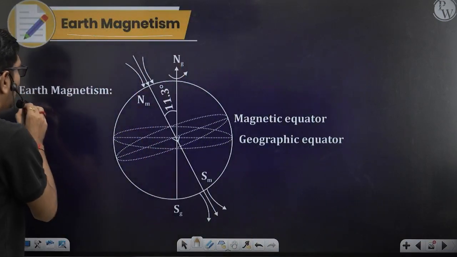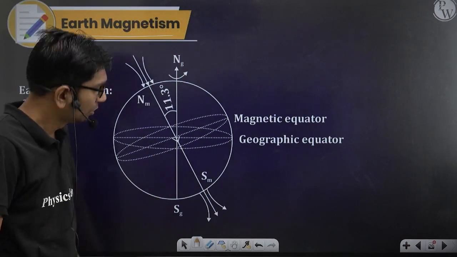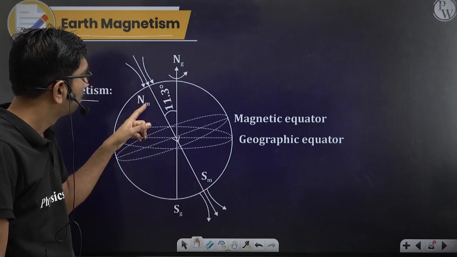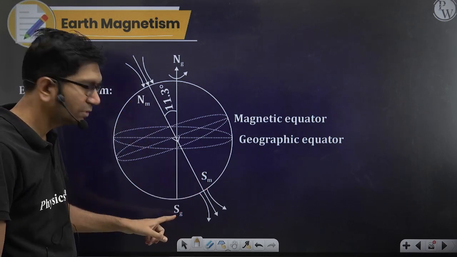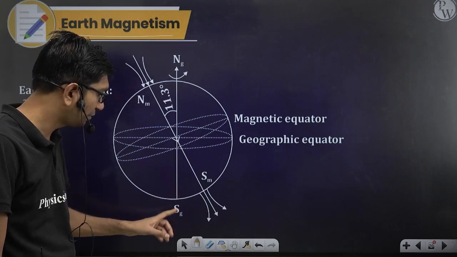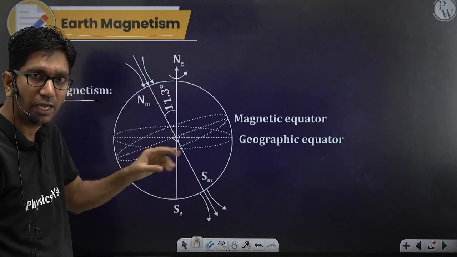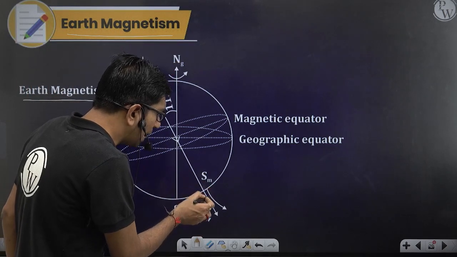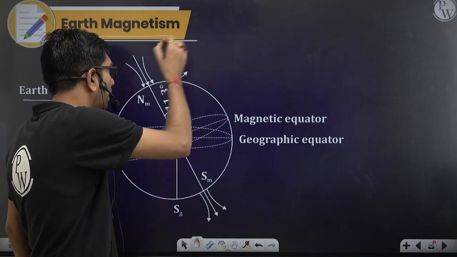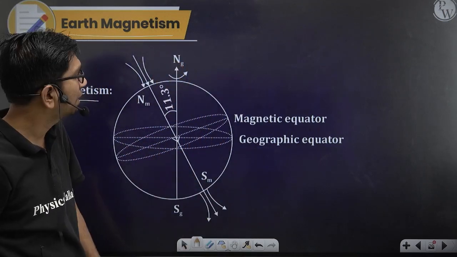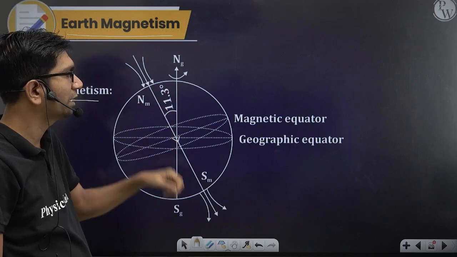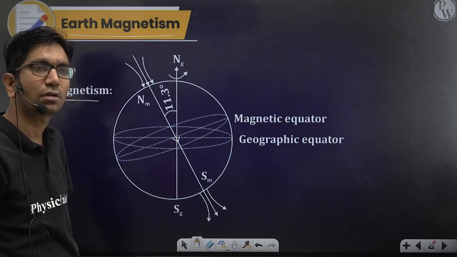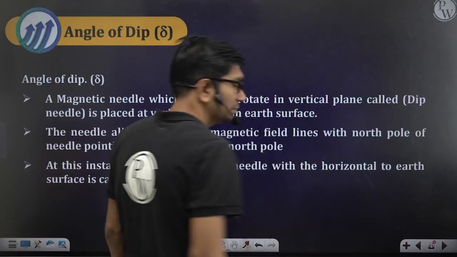Now, magnetism. Everyone knows this. SM is the magnetic south pole, this is the magnetic north pole, and these are the geographic south pole and geographic north pole. As everyone knows, magnetic field lines always move from the magnetic south pole to the magnetic north pole. The angle between these two is 11.3 degrees. This one is the magnetic equator, and this one is the geographic equator.